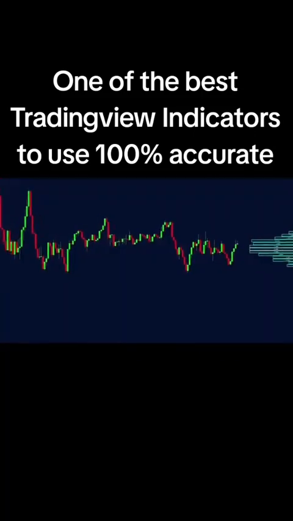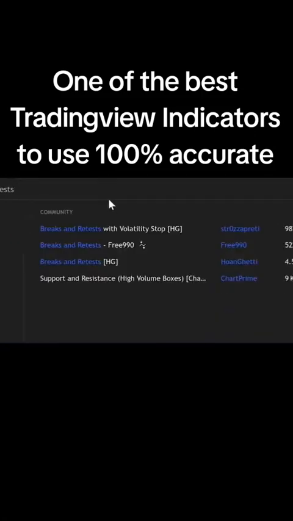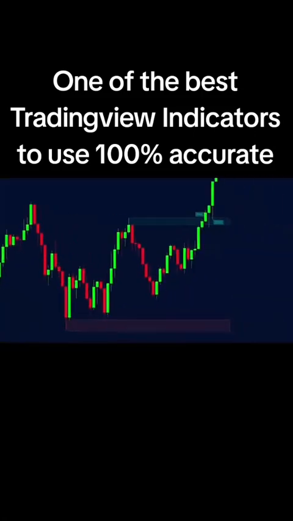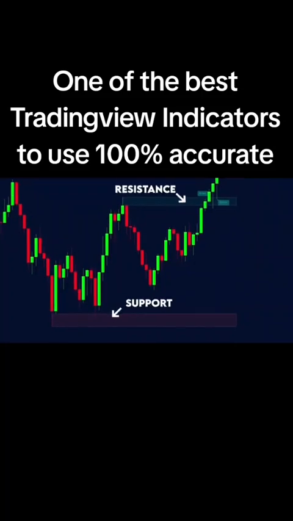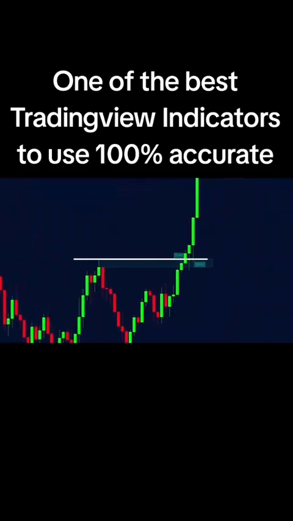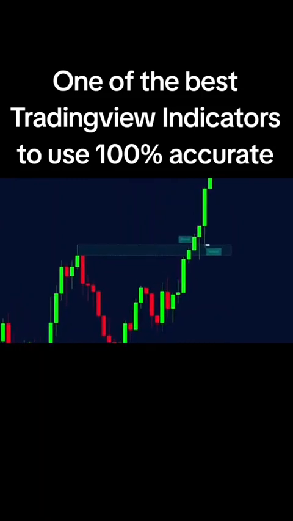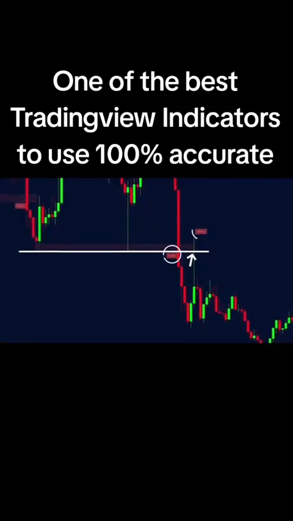To add it to your chart, head back to TradingView and search for it in the indicator menu. This indicator automatically identifies support and resistance levels, then labels them when they're broken and subsequently retested by price. When price breaks through a resistance level, the indicator marks it with a break label. When price later comes back to test this broken level, which now acts as support, it labels it with a retest. The same applies in reverse for broken support levels.